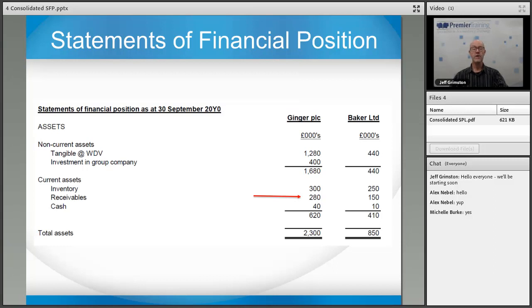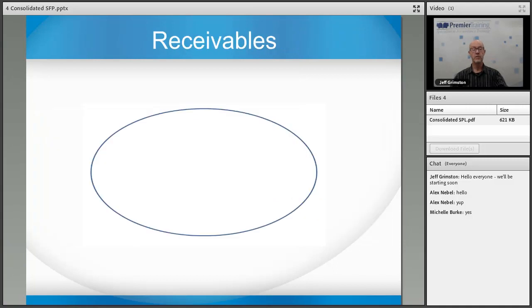Let's go back to the diagram that we first drew when we first started looking at these statements, the working tool that I've always used to sort out every one of these adjustments. Here's our group. There's Ginger, the parent company. There's Baker, the subsidiary. Ginger is owed 280,000 in total receivables. Baker is owed 150. Now at that they all appear to be from outside, but we know that that isn't the case because Ginger owes Baker 40,000.